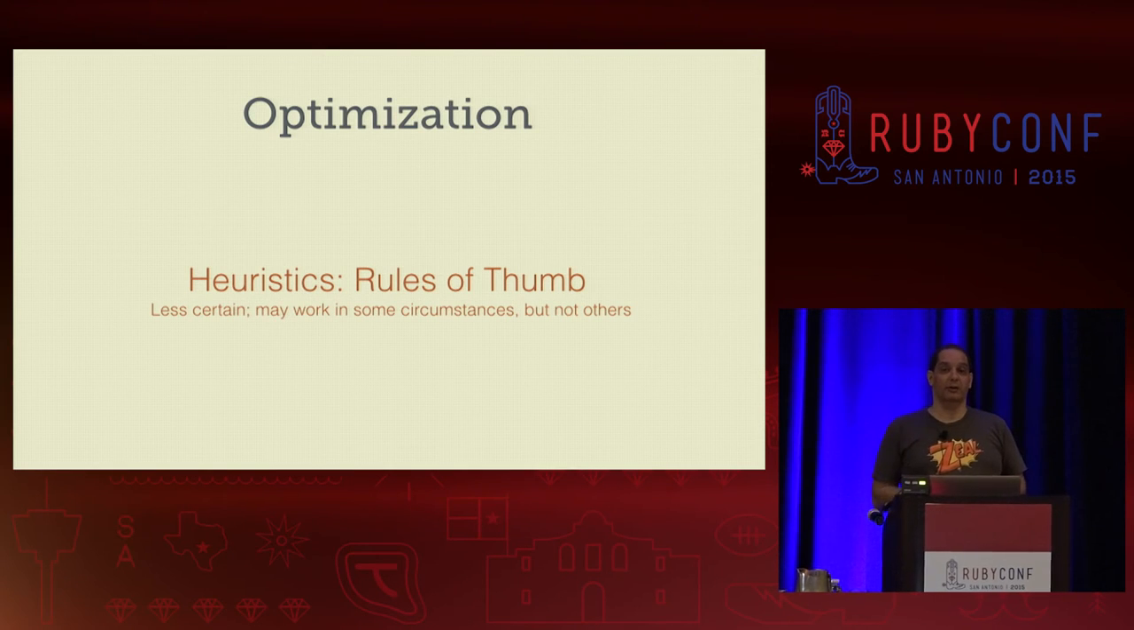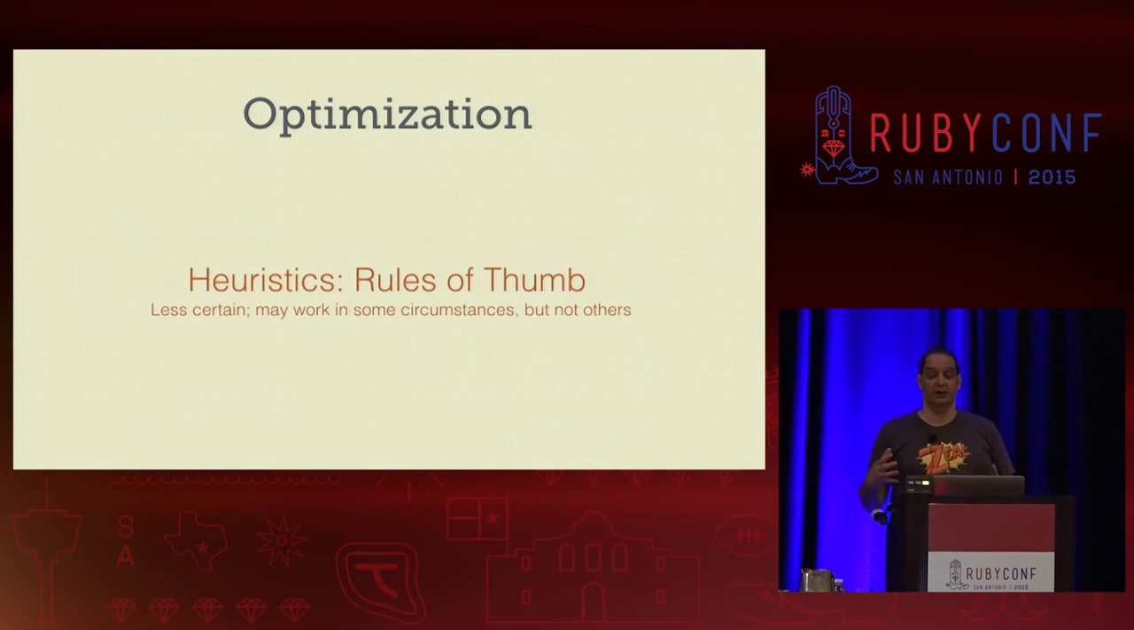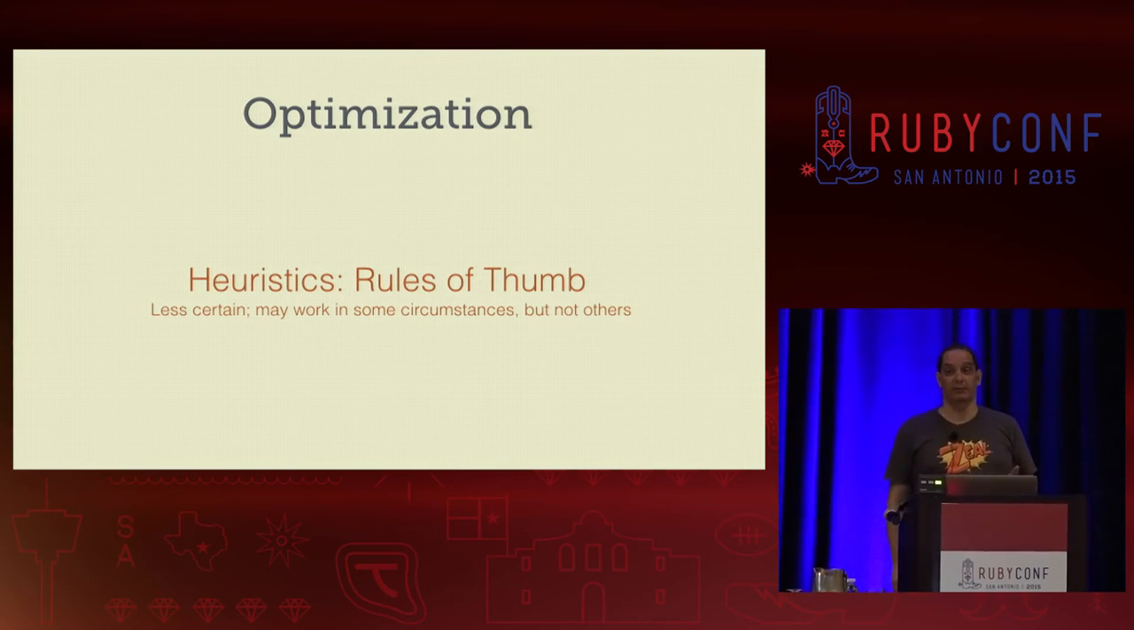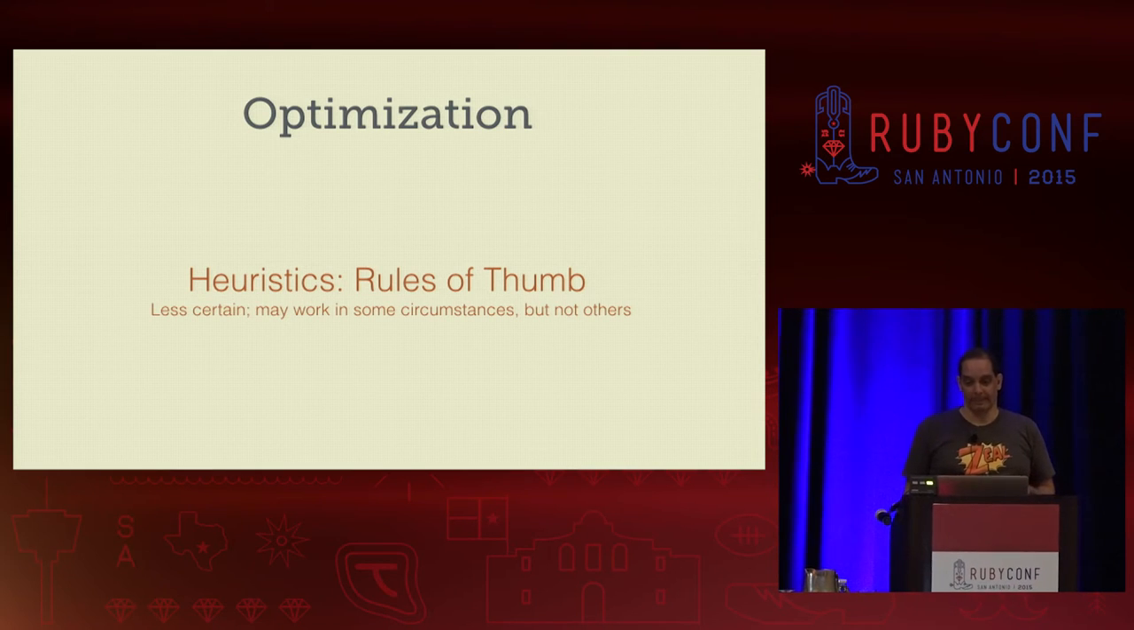If you were in Andre Arko's talk earlier, he talked about Bundler, where they've got this really, really hard graph search problem to resolve dependencies, and they've come up with a bunch of heuristics that make it work really fast most of the time. There's still some degenerate cases you can get into, but they've got a bunch of heuristics in there for making things faster, and that's exactly what I'm talking about here. So there are times that heuristics will work great, and there might be times that they just don't.